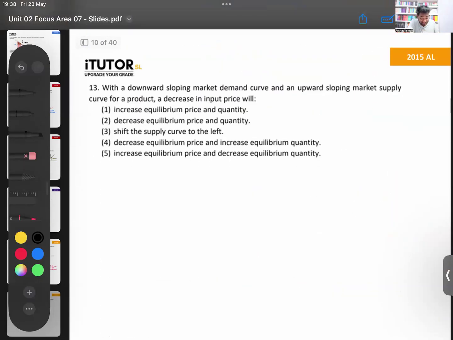2015, question 13. Okay. They're saying, if with a downward sloping market demand curve and an upward sloping supply curve, a decrease in input prices will... Very easy, no? Draw and see. So this is your demand. This is your supply.